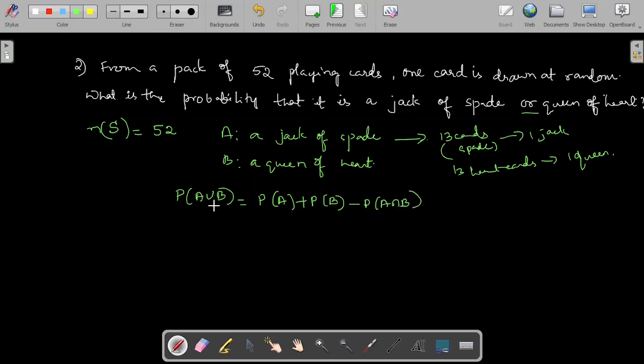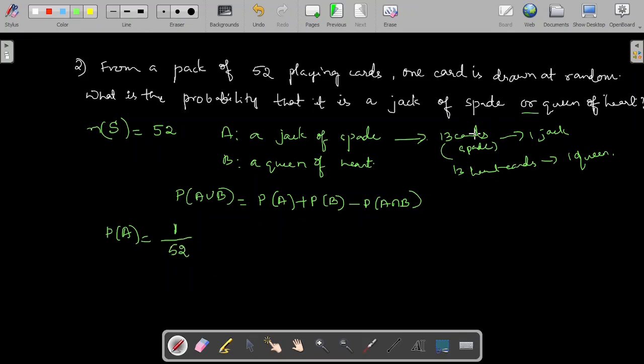What is probability of A union B? Getting a jack of spade or queen of hearts. So that is A union B. So let us find P of A. What is the probability of getting a jack of spade? How many outcomes will favor a jack of spade? Only one jack of spade will be there in those 13 cards, divided by the total number of possible outcomes, which is 52. So it is 1 by 52.